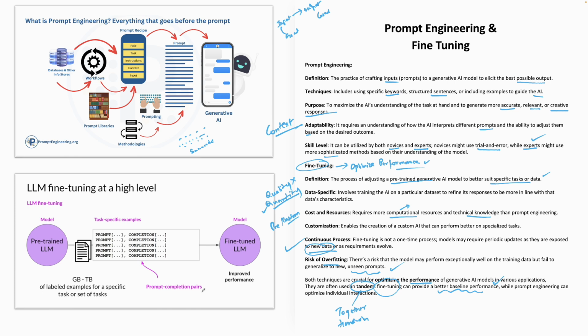But prompt engineering can optimize the individual interaction. With prompt engineering, you are guiding your model to the right kind of output. The model is getting more knowledge on what kind of different prompts the user can ask, what kind of inputs a user can have. So it's very important that the model is trained on that. Remember, both techniques are important for optimizing the performance and both work in tandem.